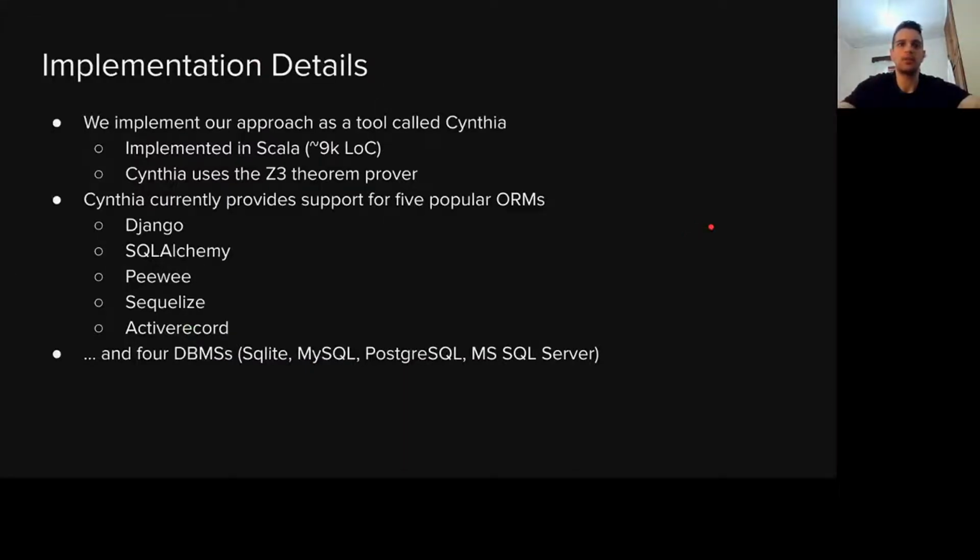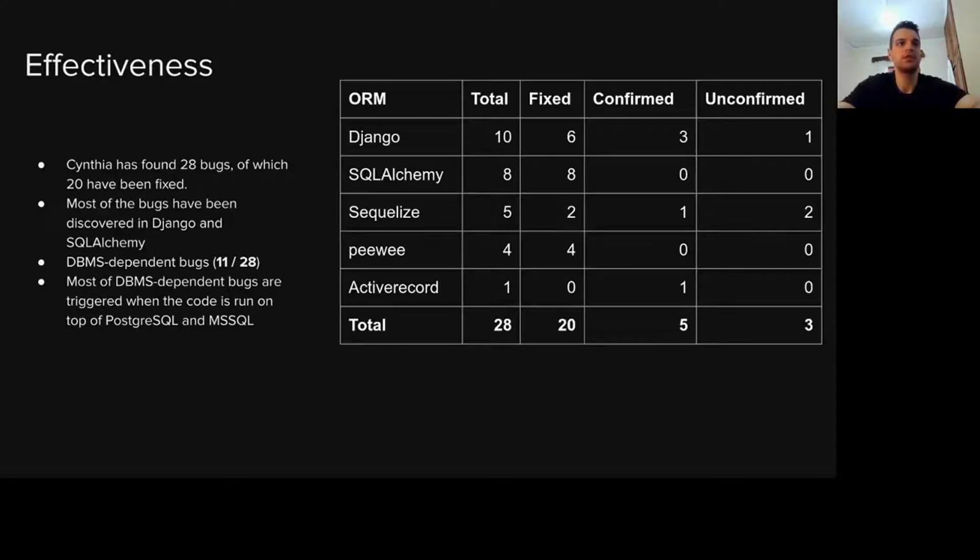We have implemented our approach as a tool called CYNTHIA, written in Scala. CYNTHIA uses the Z3 theorem prover and currently provides support for 5 popular ORMs, namely Django, SQLAlchemy, Peewee, Sequelize, and Active Record. CYNTHIA runs the generated ORM queries on top of 4 popular database engines, namely SQLite, MySQL, PostgreSQL, and Microsoft SQL Server. Within 4 months of testing, CYNTHIA has found 28 bugs, most of which have been fixed by developers. Note that there is a significant number of DBMS-dependent bugs, so this validates our intuition to test ORM implementations across different database engines.